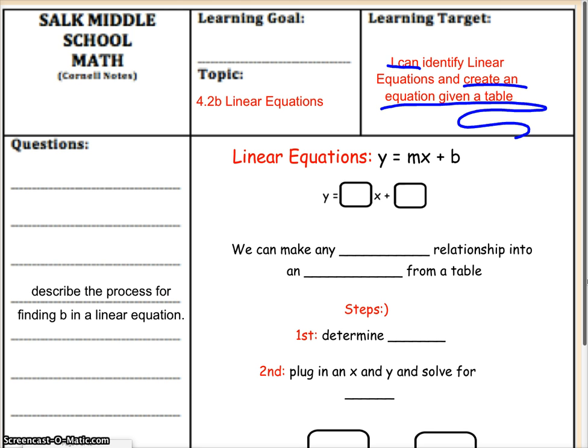The strategy needs to look like this, and I showed you this yesterday. You say it like y equals mx plus b. That's how you say it: y equals mx plus b. We did m yesterday. We figured out what m is from a table. Do you remember that? It's the rate of change.